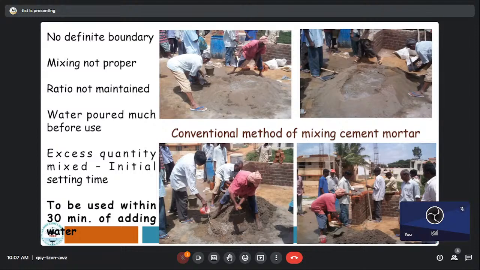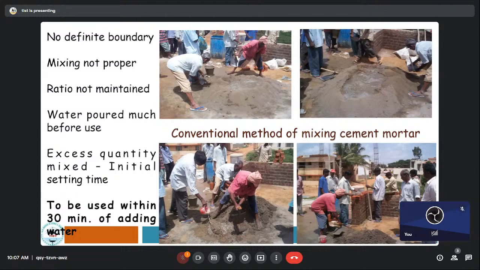Full load, they have poured the full water. So what happens? As they pour water, you can see the person who is standing nearby, you will find white patches. What is that white patches? Cement is going out. Cement particles are moving out. So the proportion again gets changed, altered.